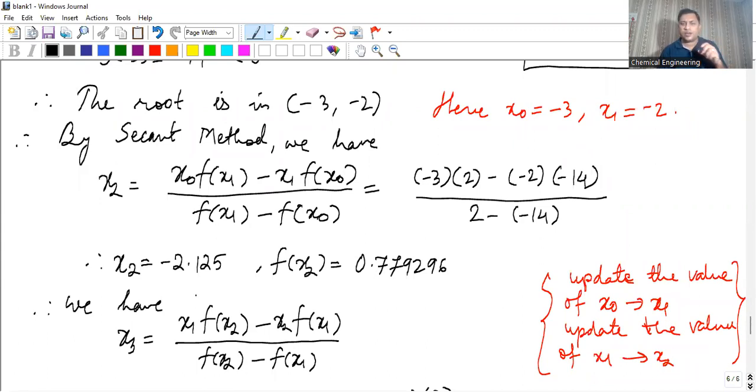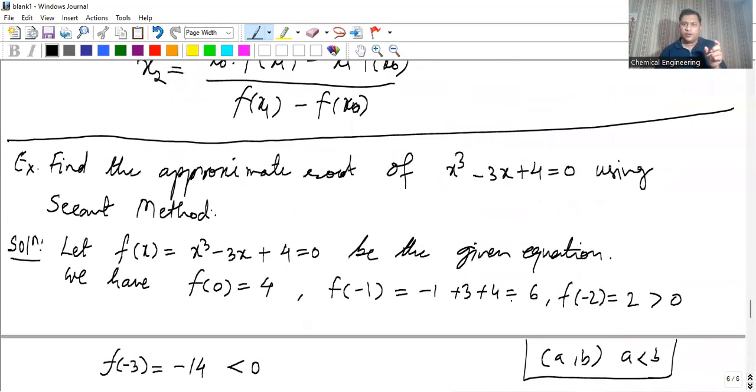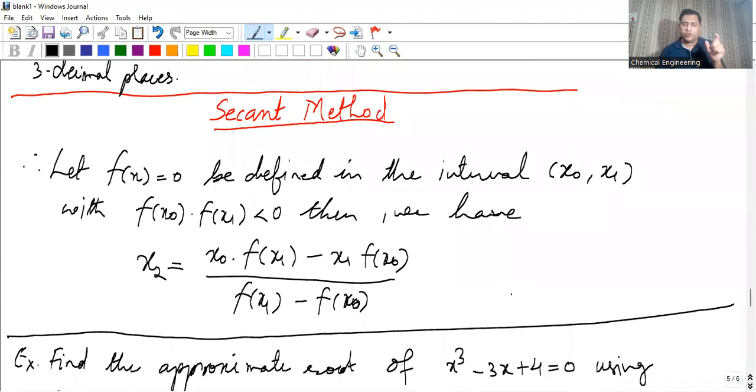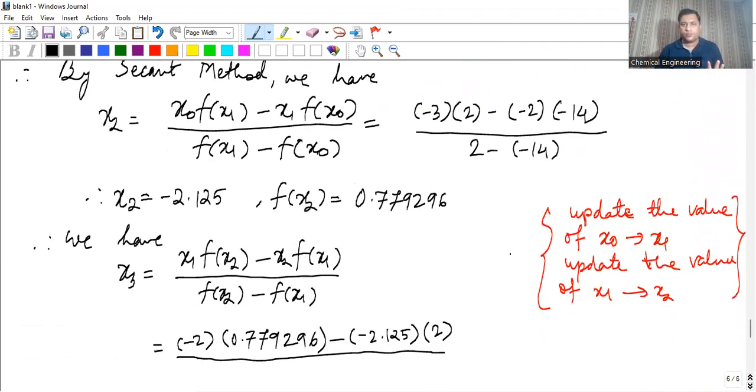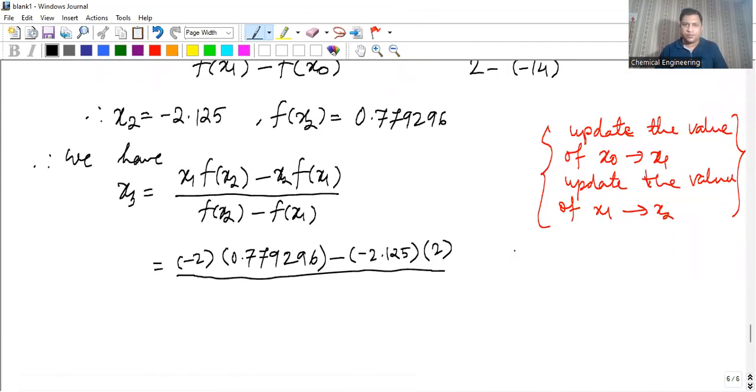Now, once we have started with this algorithm, then we don't have to think about the interval. Once we have x0 and x1, we are able to get x2. Once we get x2, then we have to use x1 and x2. Then once we get x3, we have to use x2 and x3 and so on. Got it? Are you getting this? Or you want to go with that interval kind of thing?